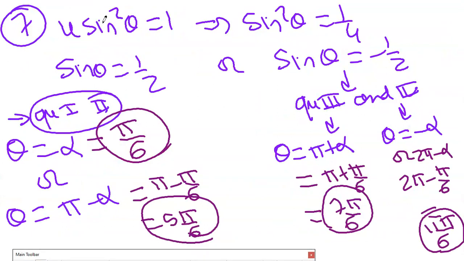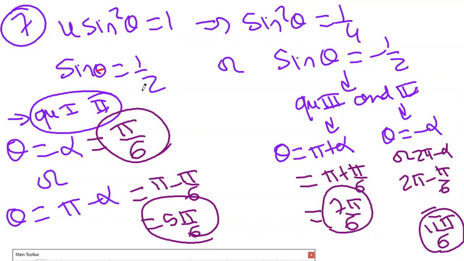I have 4 sine squared theta is equal to 1. I'm solving for sine, so sine squared theta is equal to 1 over 4. So sine theta is equal to plus or minus radical 1 over 4. So sine theta is equal to half or minus half. Sine theta is half. It means sine is positive, quadrant 1 or quadrant 2. Now, if I take my calculator, I know that the angle pi over 6, which means 30 degrees, gives me sine half. So which other angle is also going to give me the same sine?